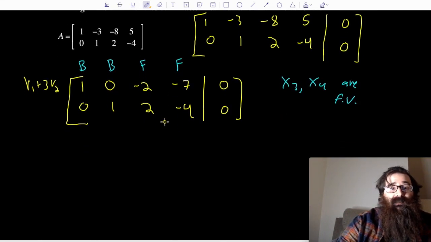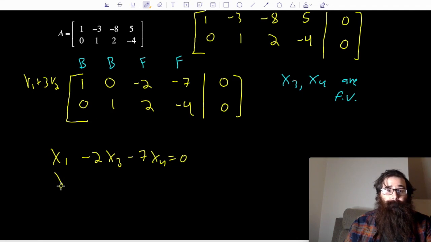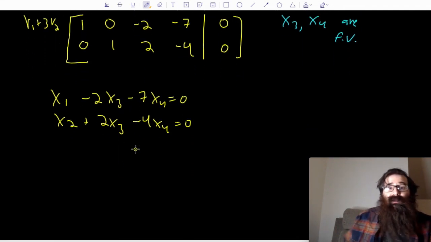But from here, we proceed just writing out what these equations are saying. So this first row is saying x1, skip over it, minus 2x3 minus 7x4 equals 0. And the second row is saying x2 plus 2x3 minus 4x4 equals 0. But my goal is to solve for the basic variables in terms of the free variables. So I want to solve for x1 and x2.